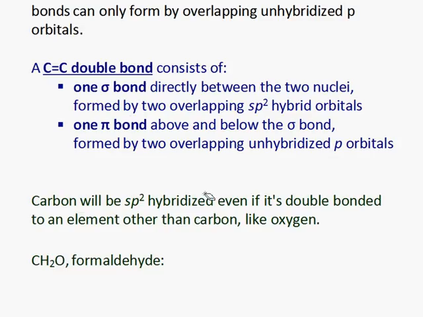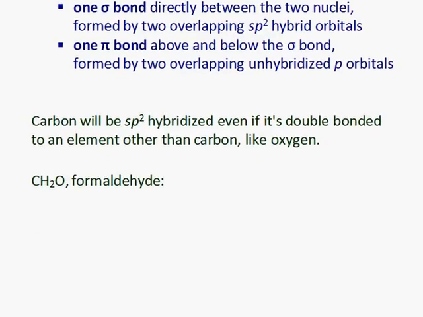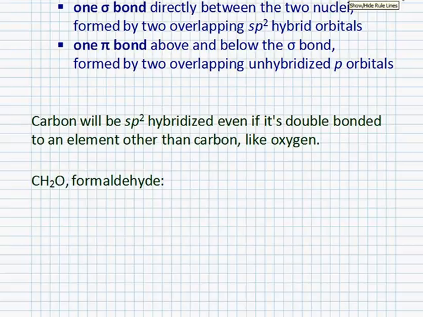Carbon will be sp2 hybridized even if it's double bonded to an element other than carbon, like oxygen. So let's consider formaldehyde for a second here, CH2O. If I put a carbon in the middle, carbon and hydrogen can only make single bonds with each other. We saw before in bonding patterns that oxygen makes 2 bonds, and in order for carbon to make 4 bonds total, it has to double bond to that oxygen.